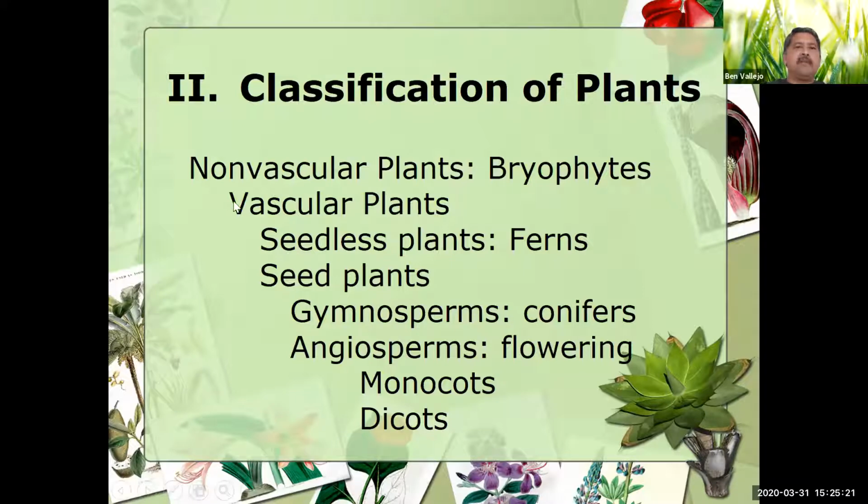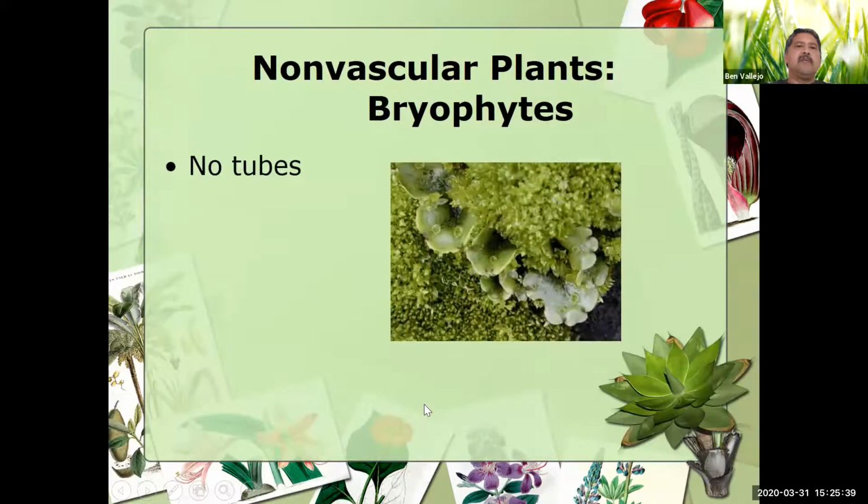Plants are divided up into non-vascular and vascular plants. Then the vascular plants are divided up into seedless plants and seeded plants. Then the seeded plants are divided up into gymnosperms and angiosperms. And then the angiosperms are divided into monocots and dicots. So what are all these things?